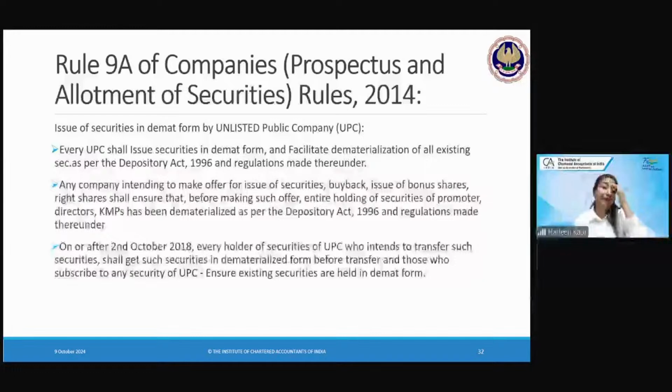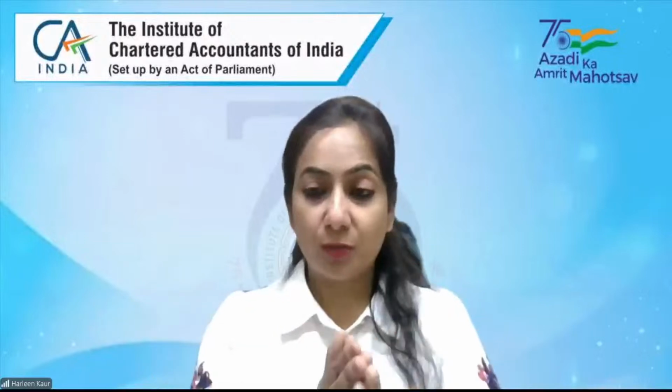So this is your Rule 9A. It tells you about Rule 9A of the Companies (Prospectus and Allotment of Securities) Rules. You can simply understand it; for better understanding, you don't have to learn it. The securities can be issued in demat form by unlisted public companies. I'll simply try to tell you without this presentation.